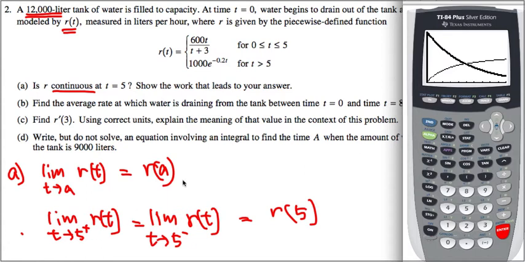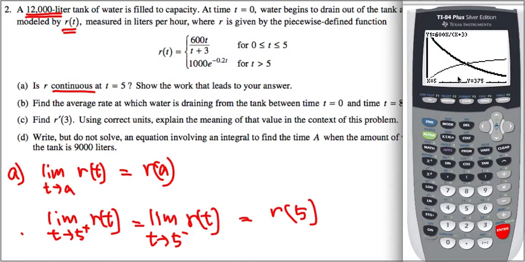Since I'm looking for the limit as t approaches 5 from the right side, that means we have to look at this portion of the function, which is the bigger one. So second trace, this gets us a lot of possible calculations which we can do. So what I'm looking for is the value, so why don't I just press 1. X value has to be equal to 5.